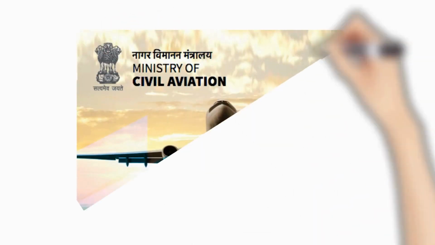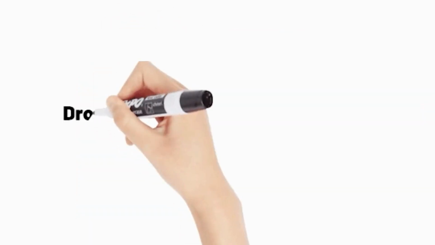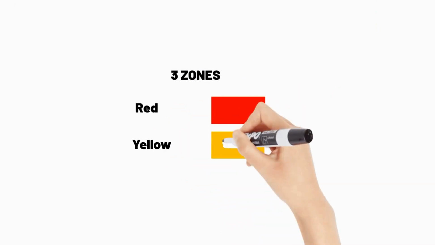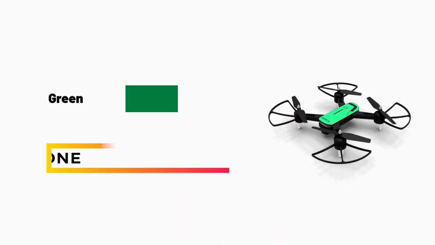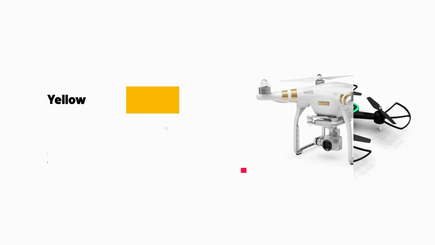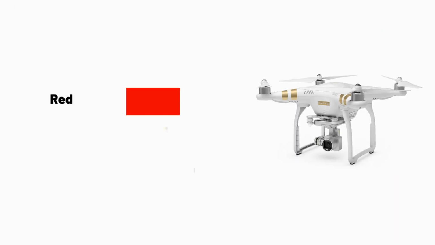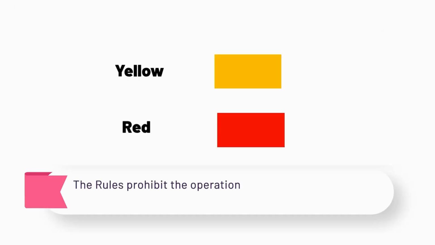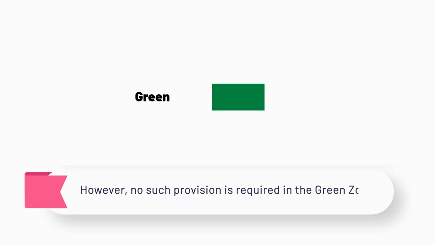India's Ministry of Civil Aviation recently notified the new liberalized drone regulations in August of 2021. The rules give power to the central government to segregate the entire airspace of India into three zones: red, yellow, and green zones. Green zone is a permissible zone, yellow zone is an intermediate zone, and red zone is a no-fly zone. The rules prohibit the operation of a drone in a red zone or a yellow zone without prior permission. However, no such provision is required in the green zone.